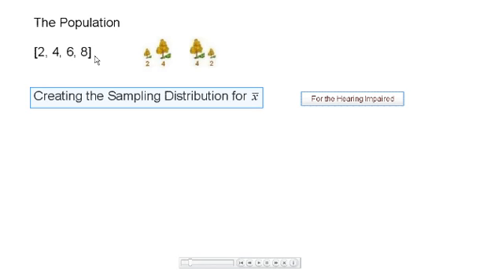The method I will use today, though, will be to consider all the samples of size 2 in which order does not matter. In other words, the sample 2-4 and 4-2 are the same sample because order does not matter.